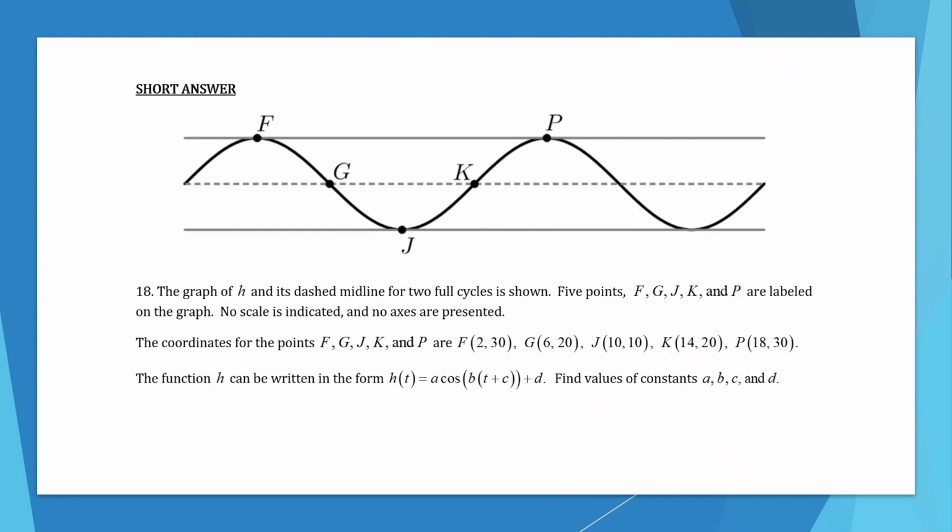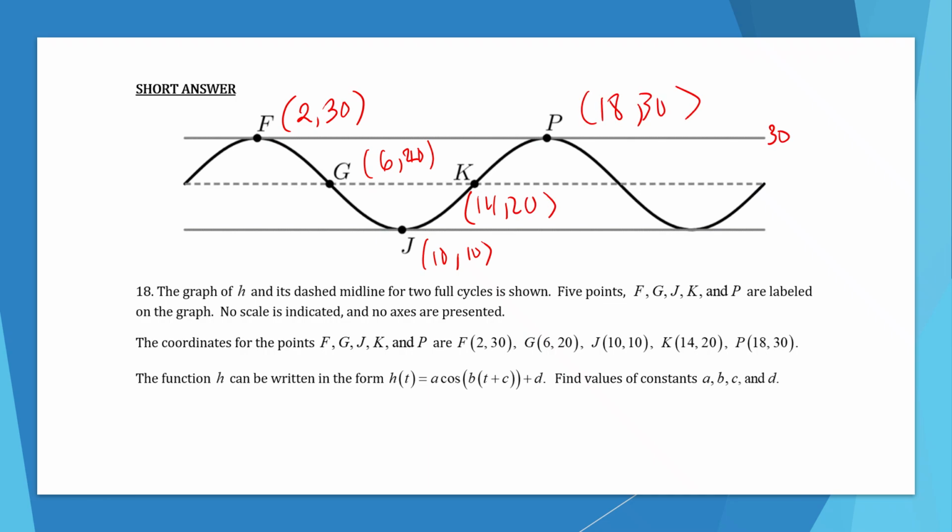All right, so for number 18, we are given 5 points. Let me label them now. F is 2 comma 30, G is 6 comma 20, J is 10 comma 10, K is 14 comma 20, and then P is 18 comma 30. So labeling our Y values as well, we have 30, 20, and 10. We want to find the values for A, B, C, and D, knowing that this is going to be a cosine equation. So let's do that.